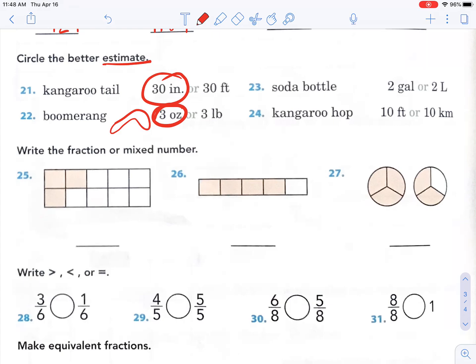Soda bottle. Okay, a gallon, like a big thing of milk, is a gallon. A soda bottle is not that big. They are measured in liters. A 2-liter bottle, and that's actually what they are. It's not even an estimate. Like, they're 2-liter bottles usually.